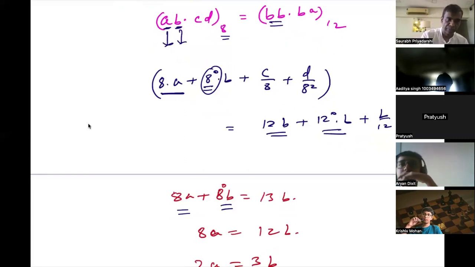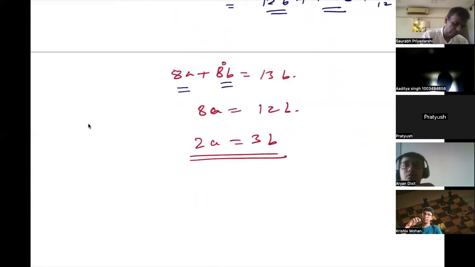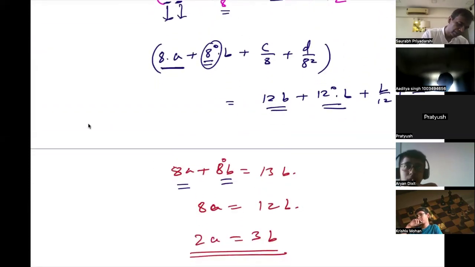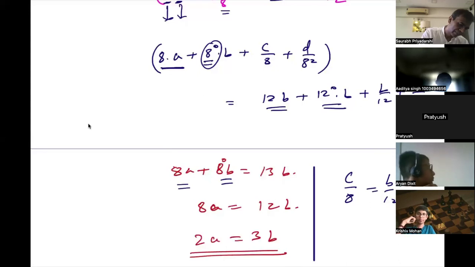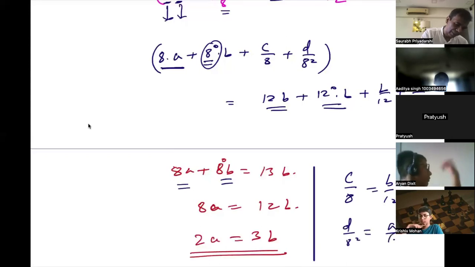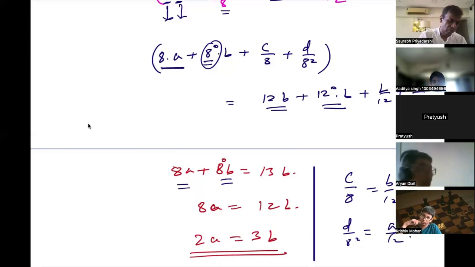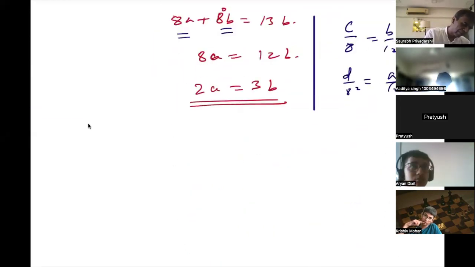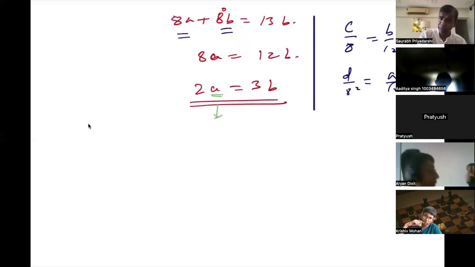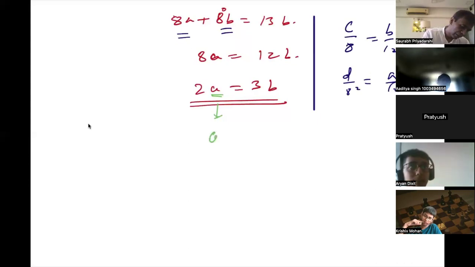From that, I took out C and D. Then for C and D, if I compare, C by 8 is equal to B by 12, right? And D by 8 square, this number is coming as A by 12, right? So possible values: obviously from this we can see A must be a multiple of 3. A must be a multiple of 3. So A is equal to 3, then B is equal to 2.